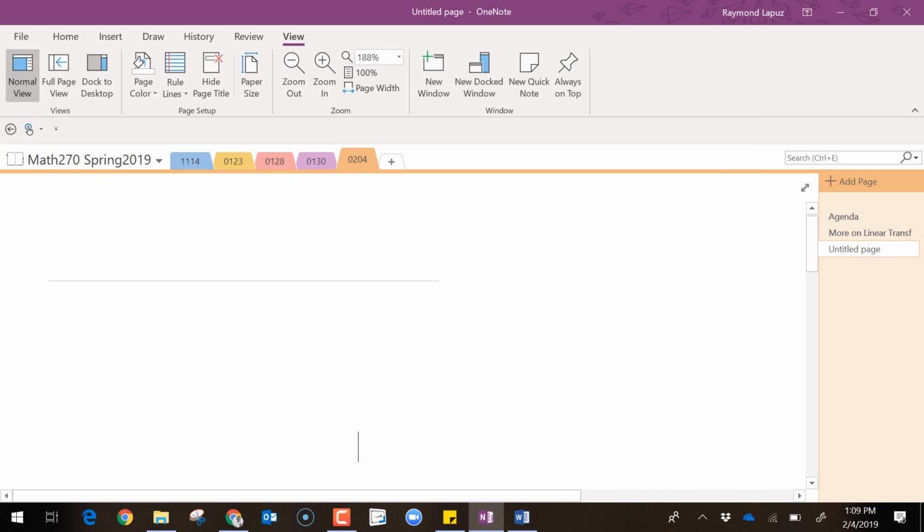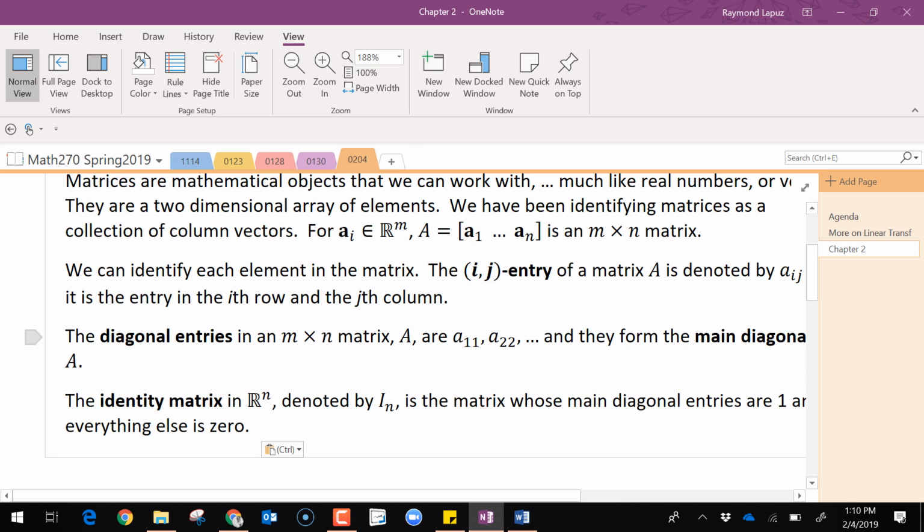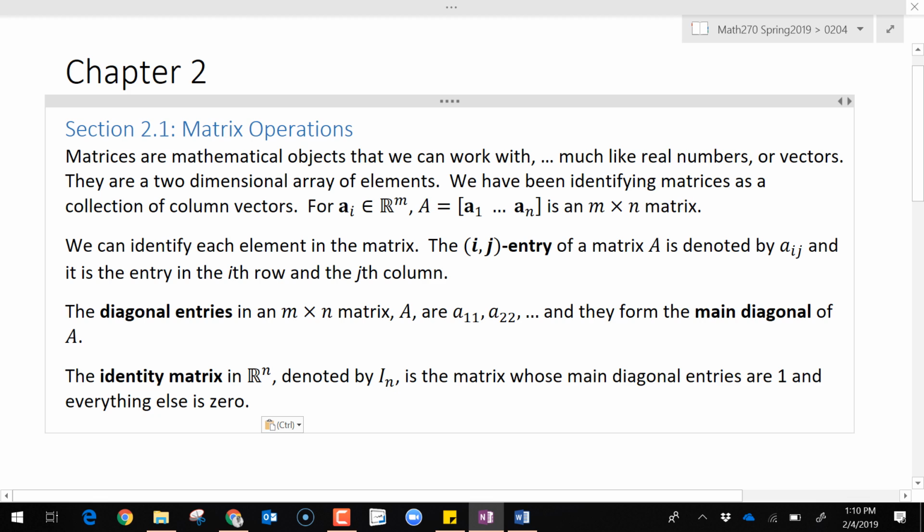So chapter 2 just gets us acquainted with matrices in general, although we've already been talking about matrices. It lays the groundwork for working with matrices. So it talks about components of a matrix, talks about one special matrix, the identity matrix, and then we'll do things like add, subtract, multiply, scalar multiply. So matrix operations.